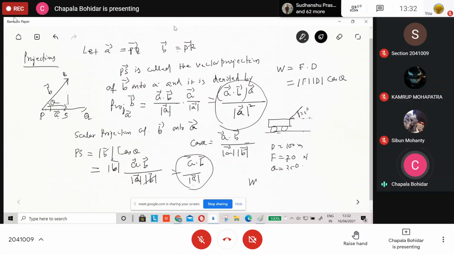W is equal to, you have to find out. Do it and tell me the result. I'm writing it directly: it is 100 into 70 into cos 35 degrees.